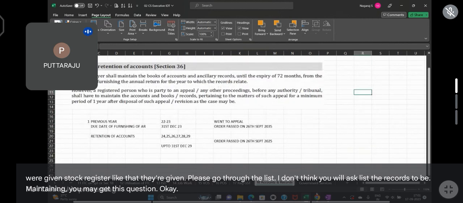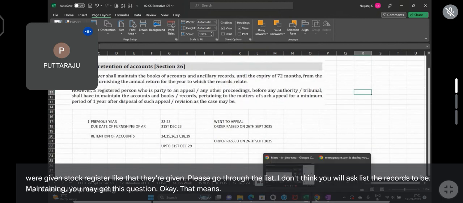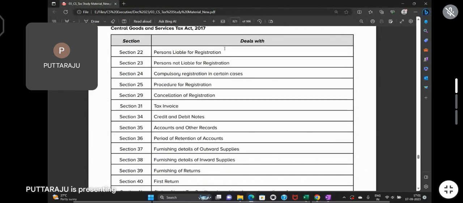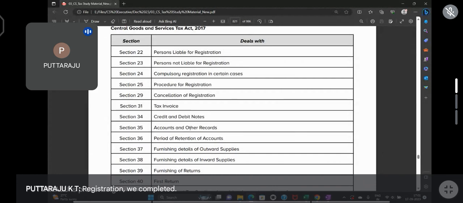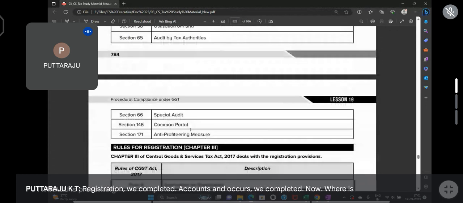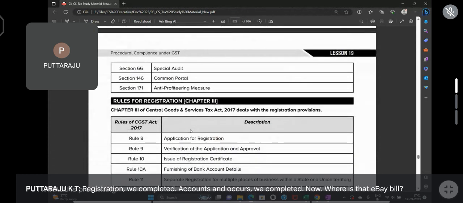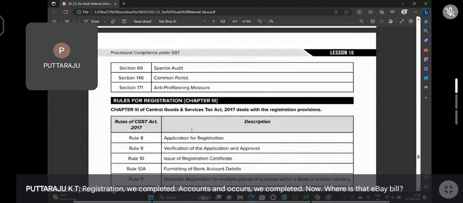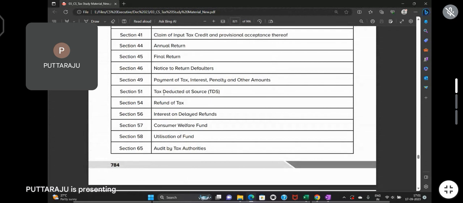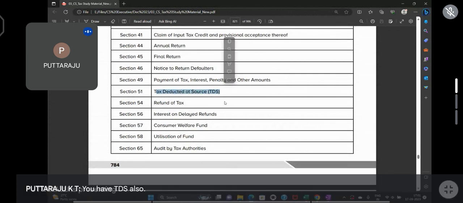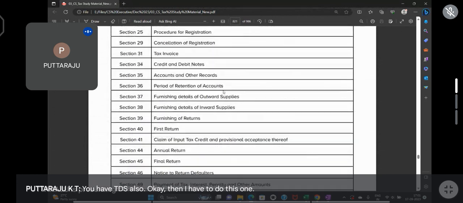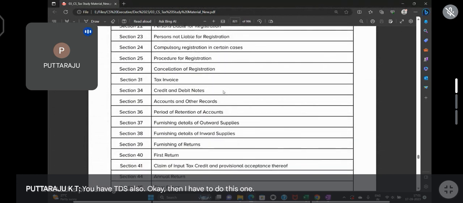Okay, that means registration we completed, accounts and records we completed. Now, where is that e-way bill? You have TDS also. Okay, then I have to do this one. Where is e-way bill?